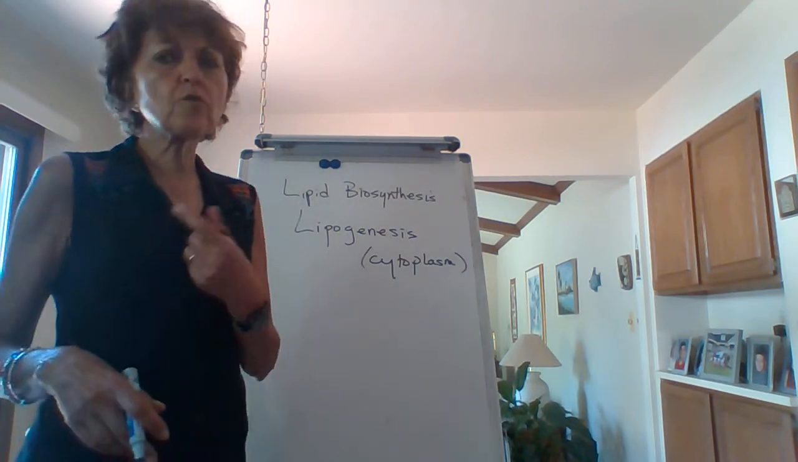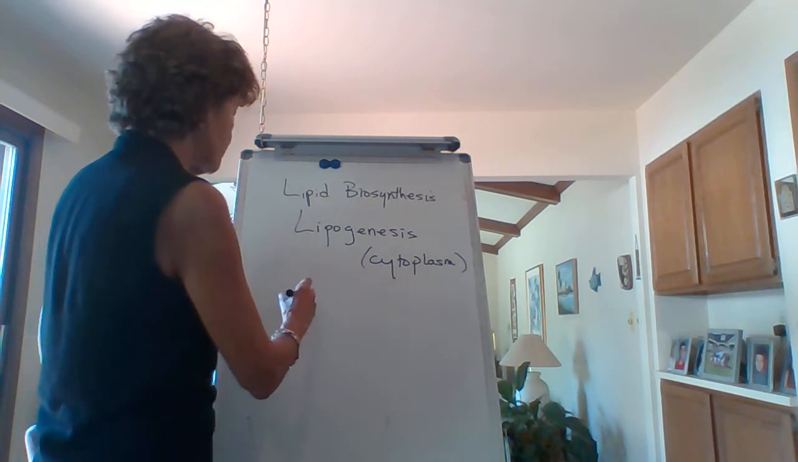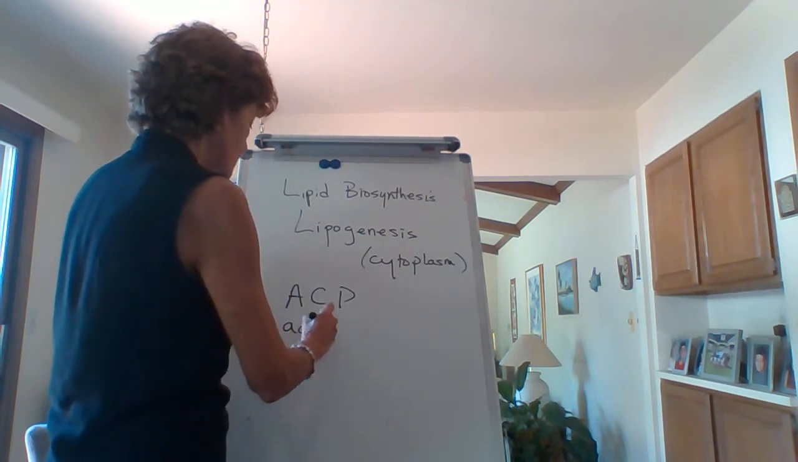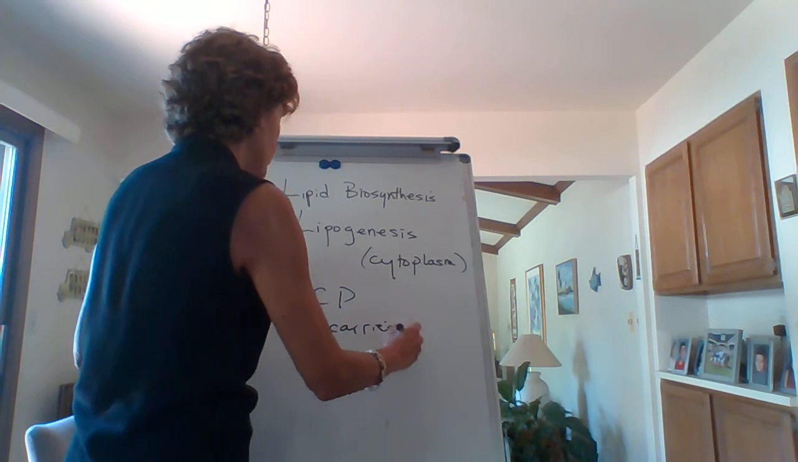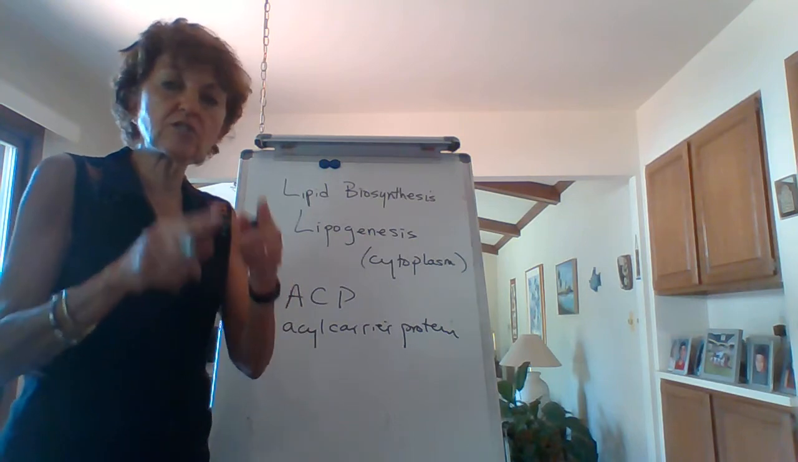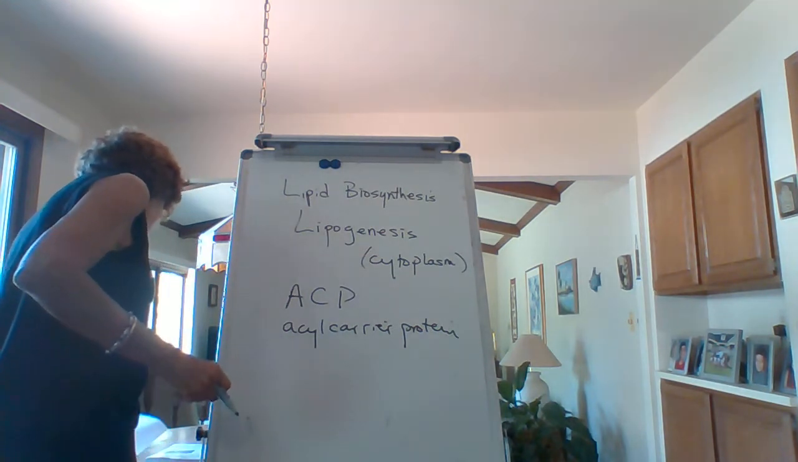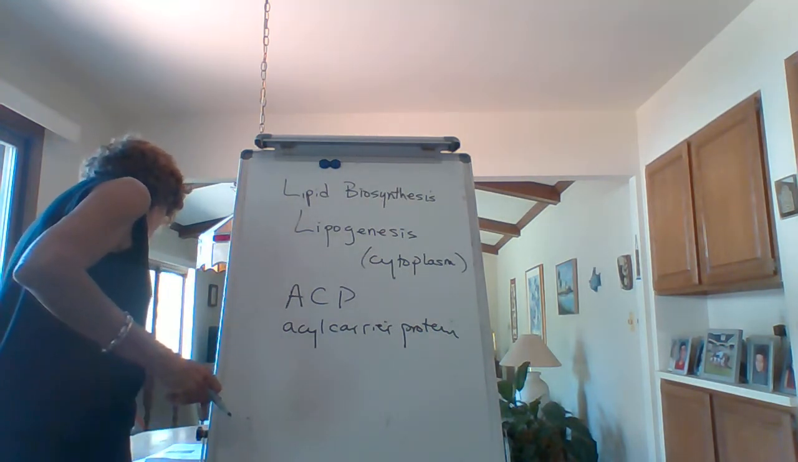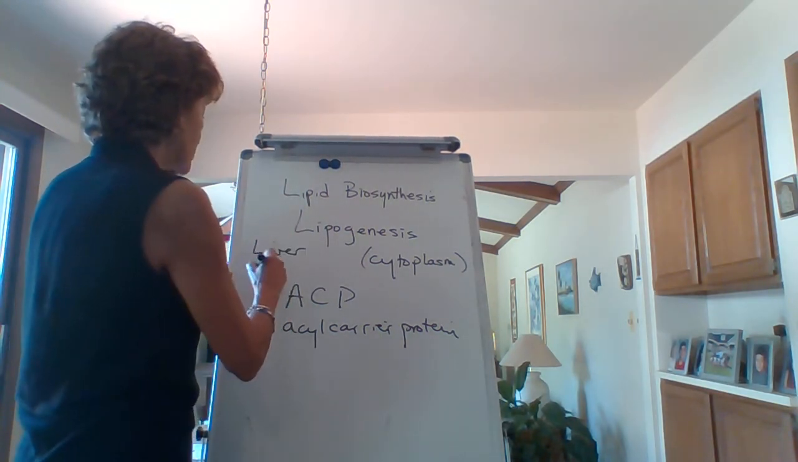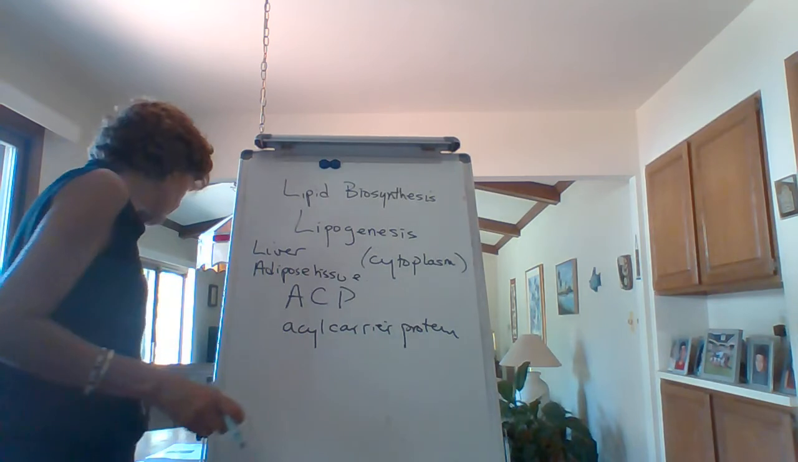It's in the cytosol. You don't really have to know all the details. You can read up on it in your book. But what you should know is that there's a carrier called ACP, acyl carrier protein, that transports and carries it, and then the chain starts to elongate on this acyl carrier protein. I think that's the main thing I wanted you to know. And where does this all occur? Mainly in the liver and in the adipose tissue. Adipose tissue is just the fat tissue.